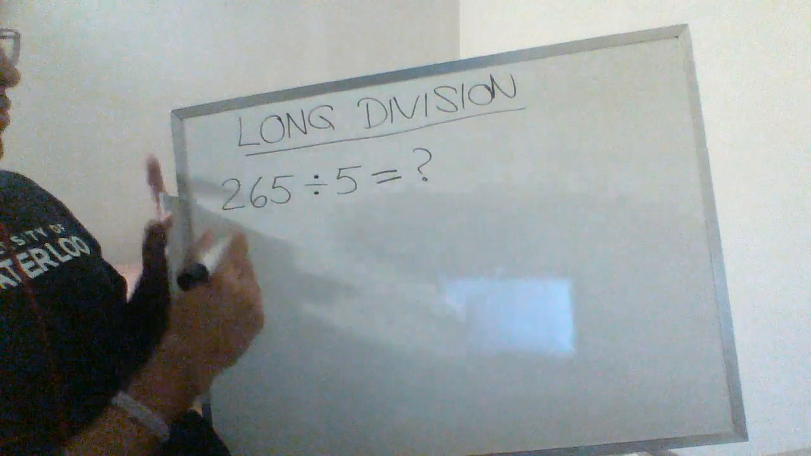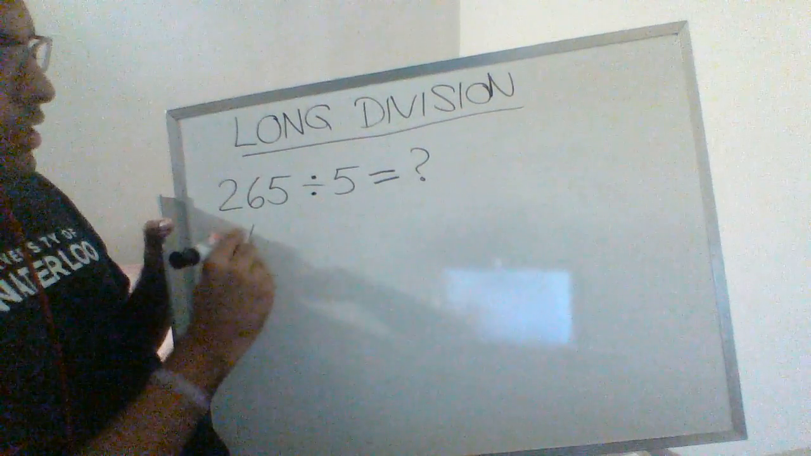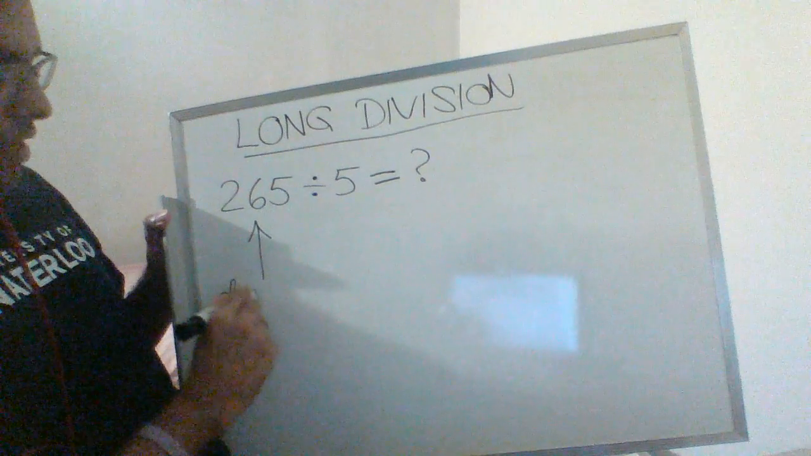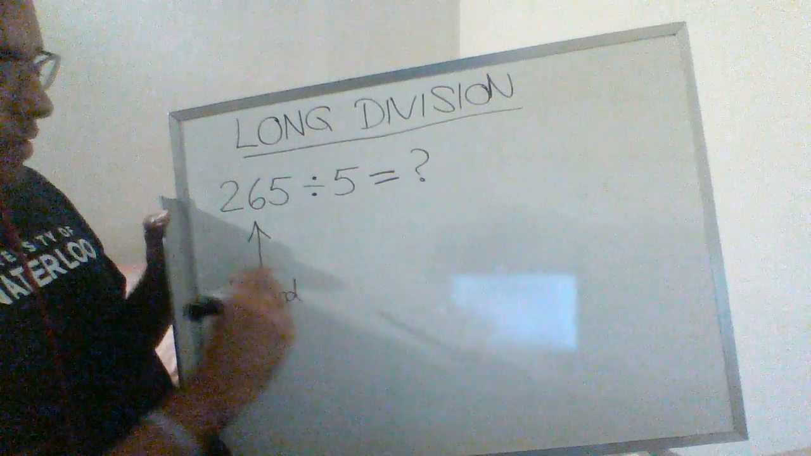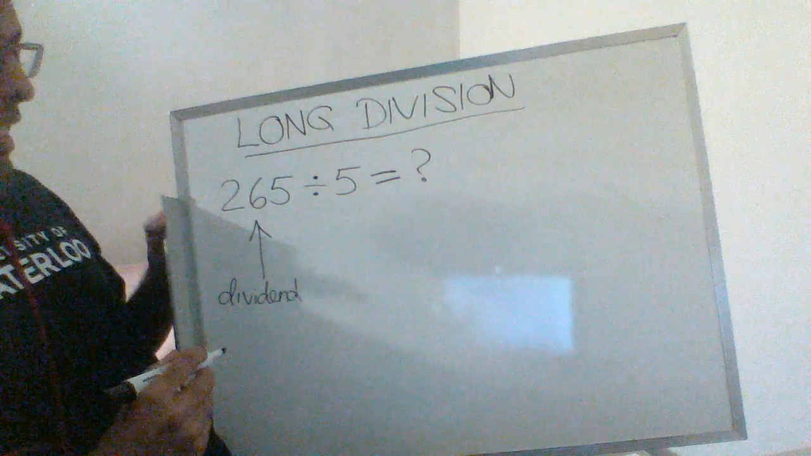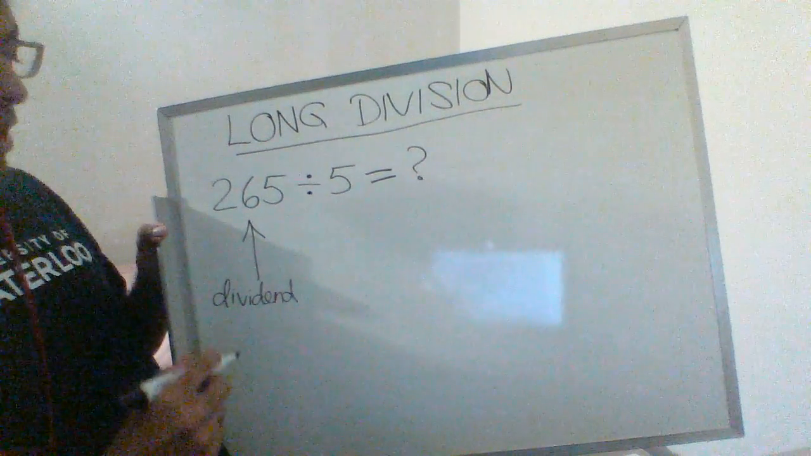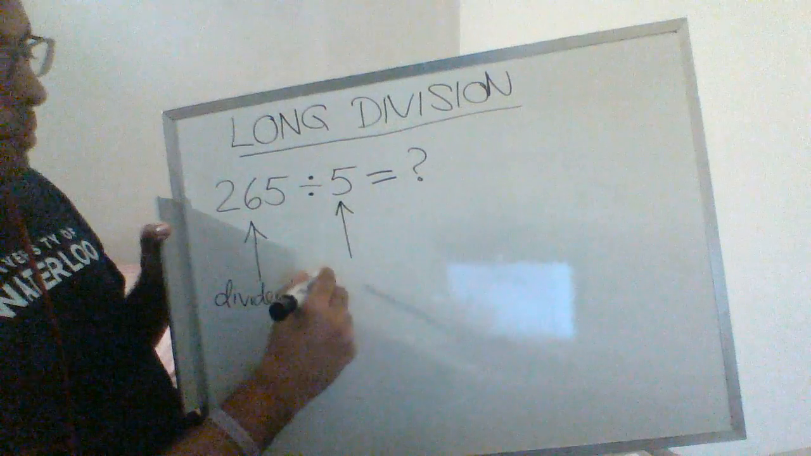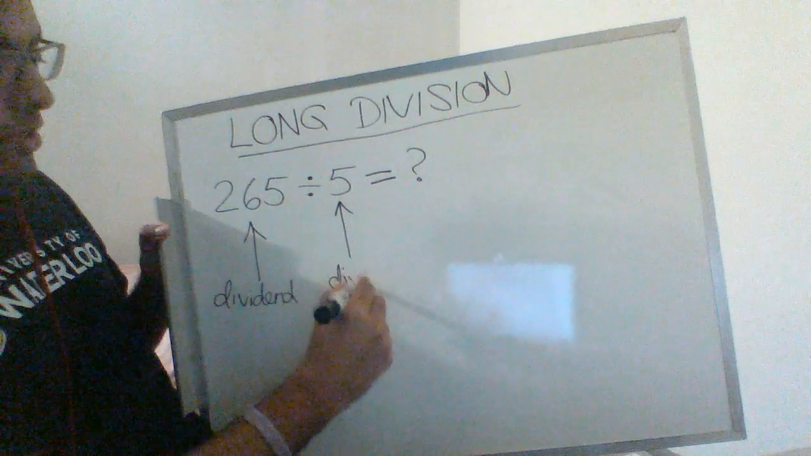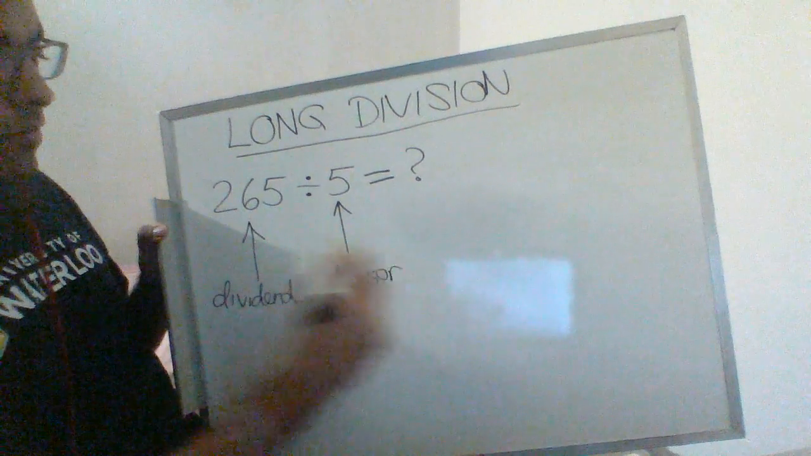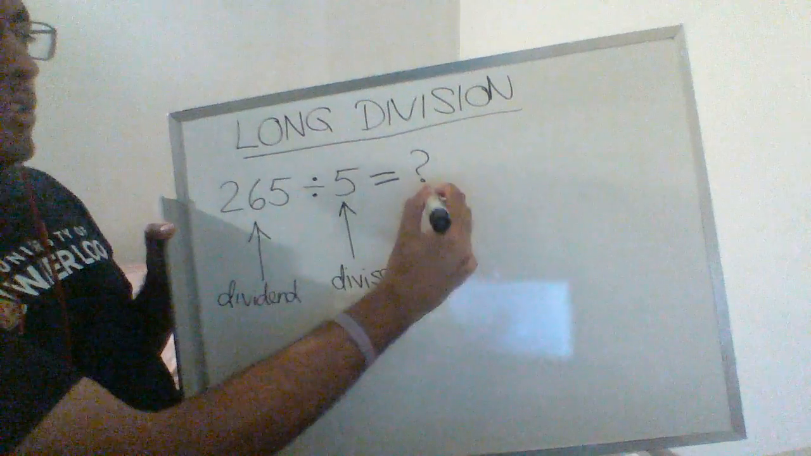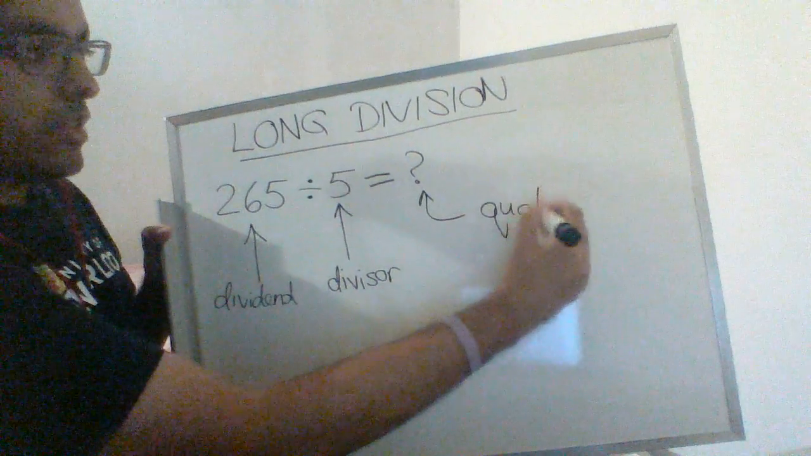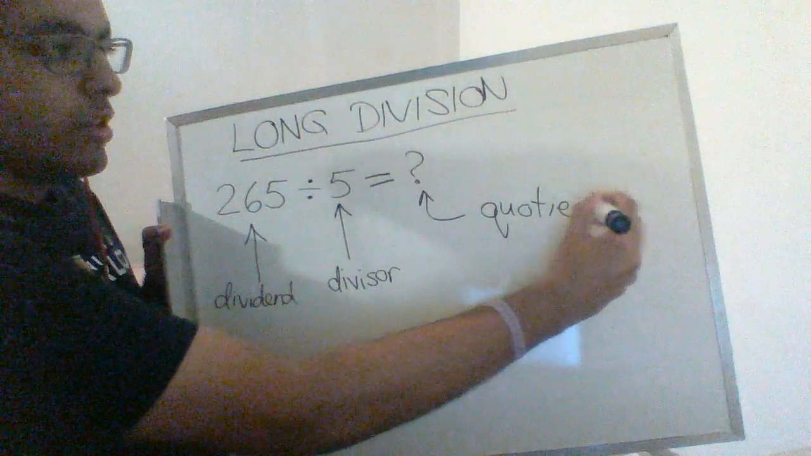Just in case you've forgotten, a little bit of terminology: the number that you're dividing is called the dividend, D-I-V-I-D-E-N-D, in case you can't read my cursive. The number that you're dividing by is called the divisor. And the answer that you get at the end is called the quotient. So that's the answer to a division question.